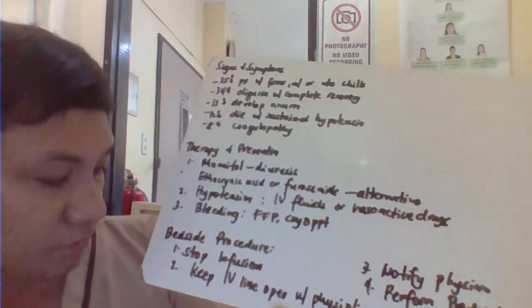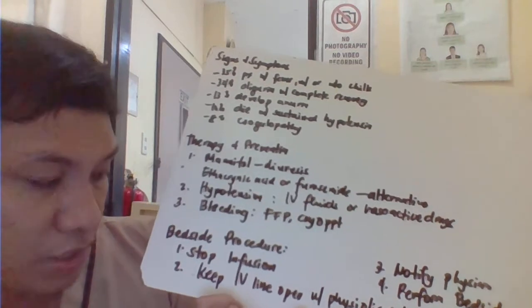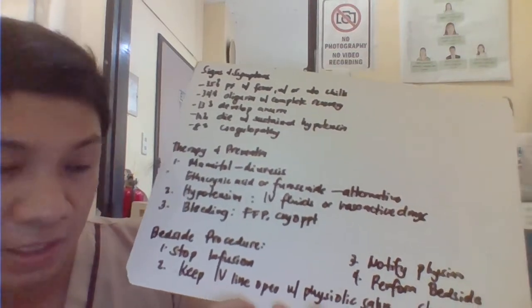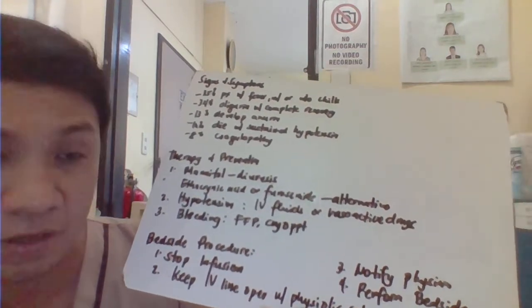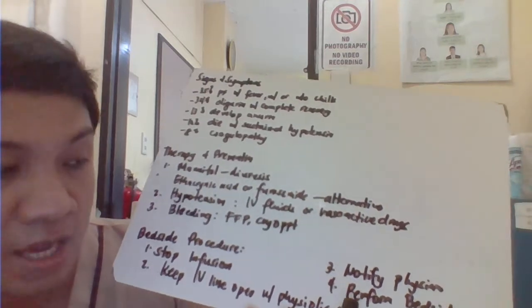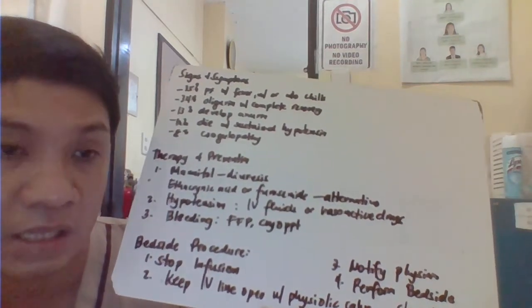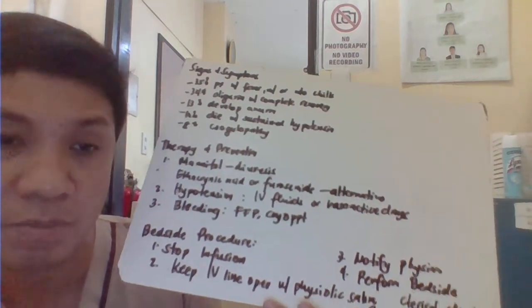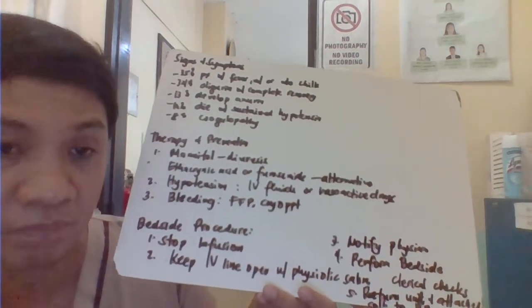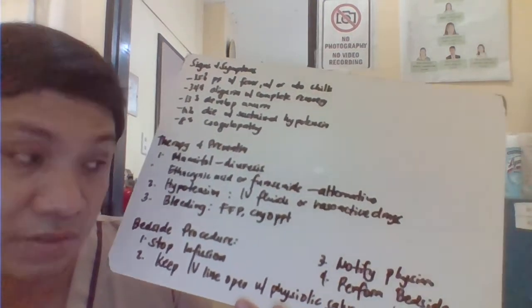your cryoprecipitate. Bedside procedure. Number 1, stop the infusion. Keep the IV line open. Notify the physician. Perform the bedside check and return the unit of the blood or any solution that's being incorporated with the unit of the blood to your blood bank for investigation.